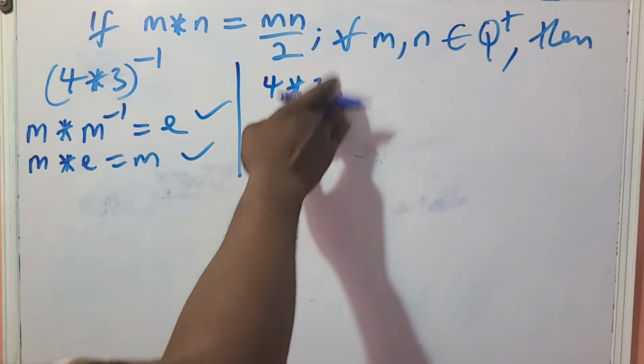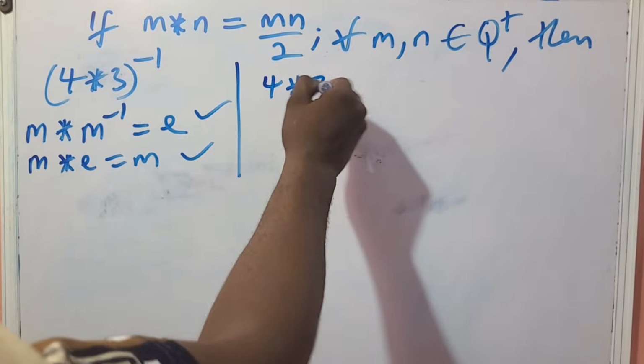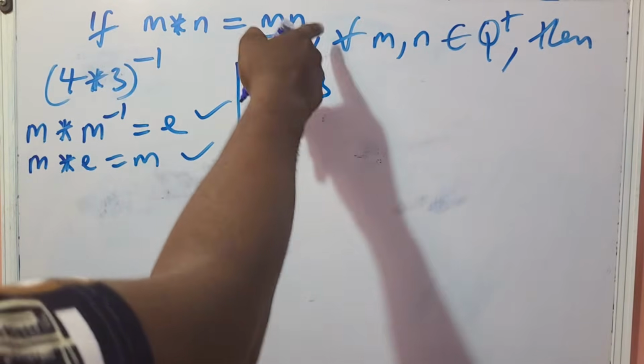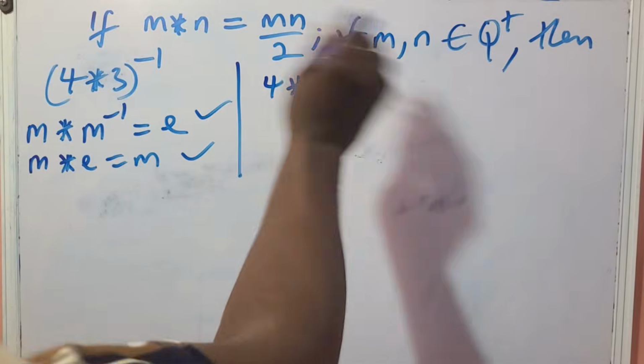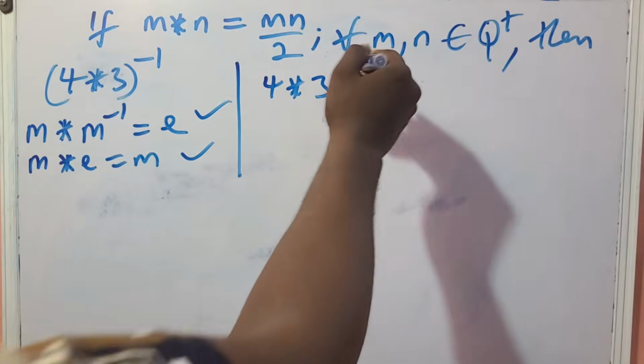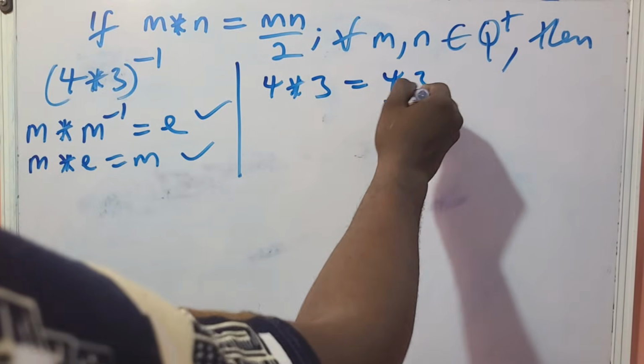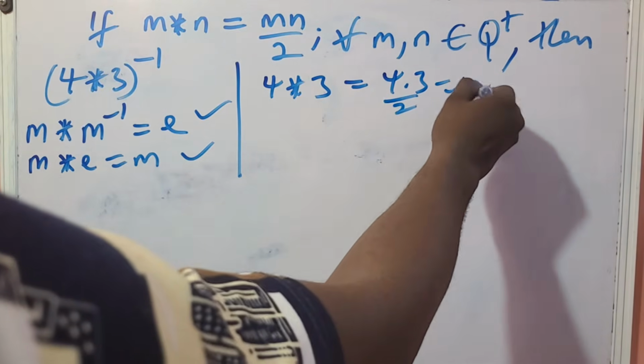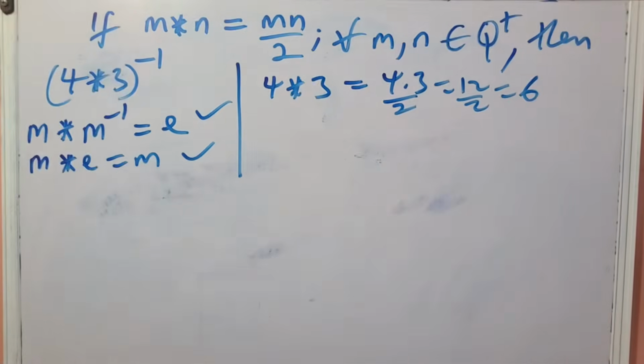Of course, I told you always make use of your rule, which in this case is mn/2. It is the most vital part of the whole question. It's the one that will give you all your answers. So this is 4 times 3 over 2. That will be 12/2, which is 6.